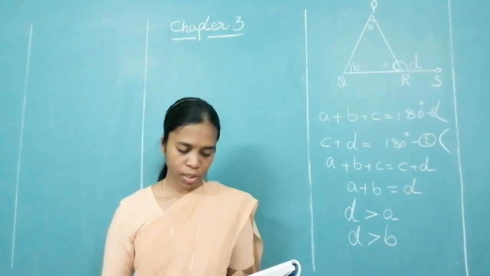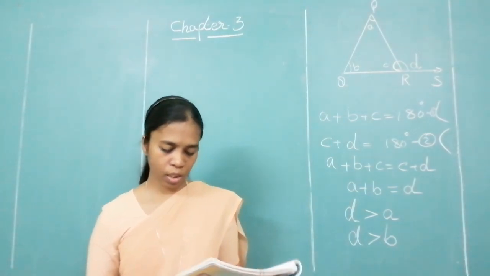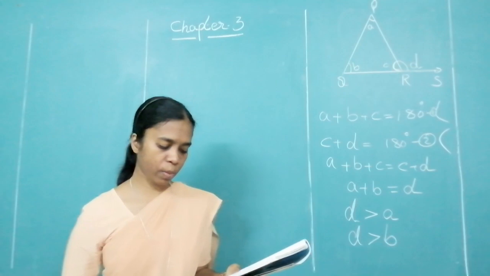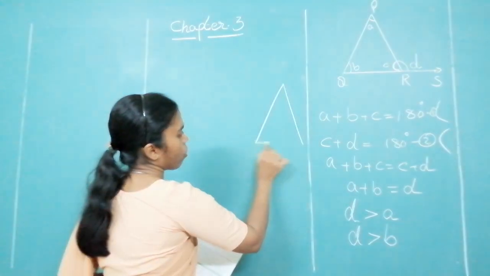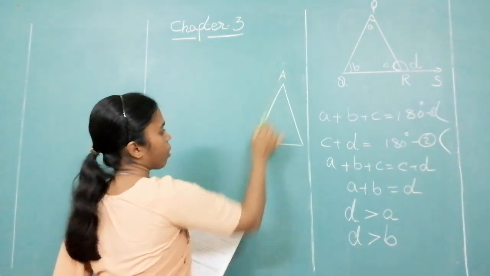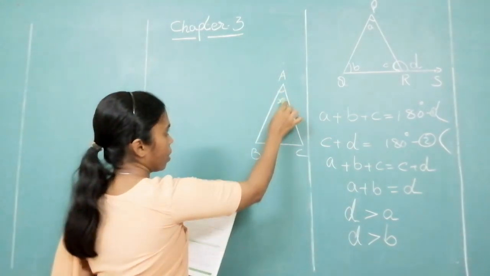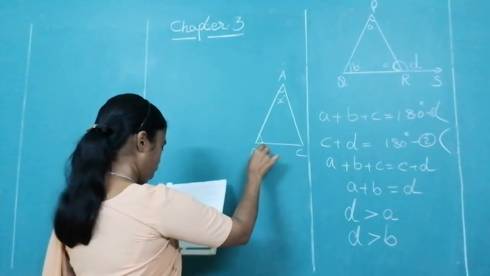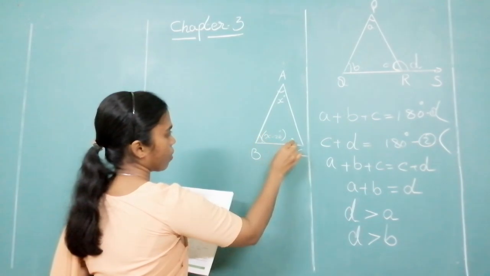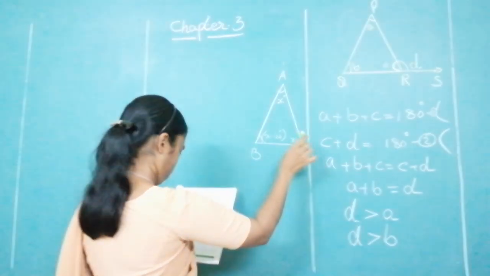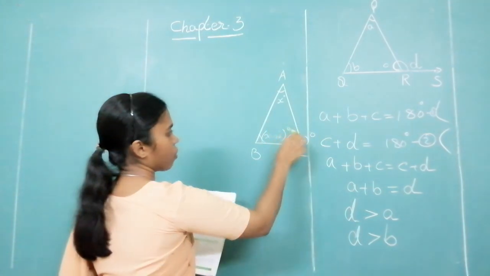Okay. Third one, the measures of the angles of a triangle are x degree, x minus 20 degree, x minus 40 degree. You have a triangle given to you. Please draw the rough diagram. Give any name, whatever you want. Okay. Suppose this is x degree. The next one is given to you as x minus 20 degree and the other one is x minus 40 degree. Okay, x minus 40 degree.